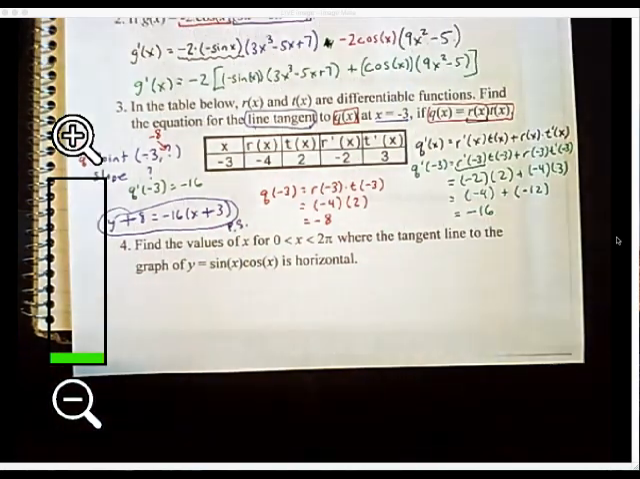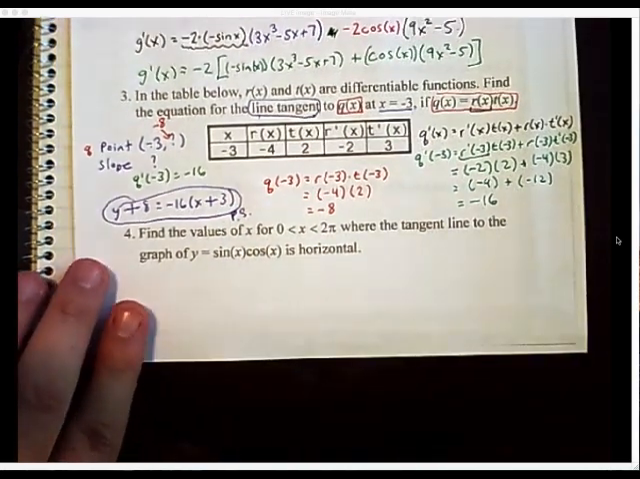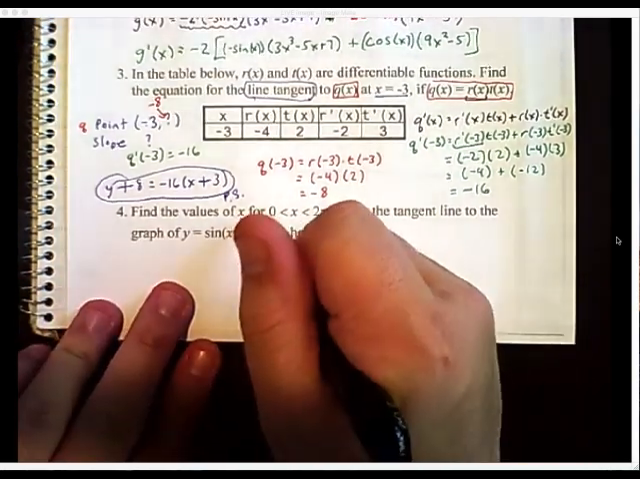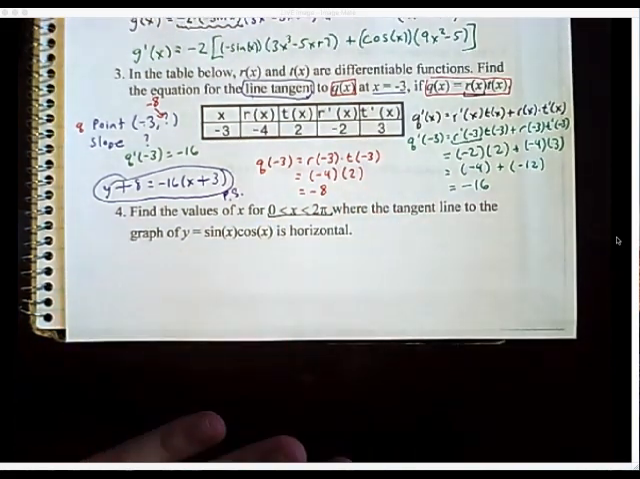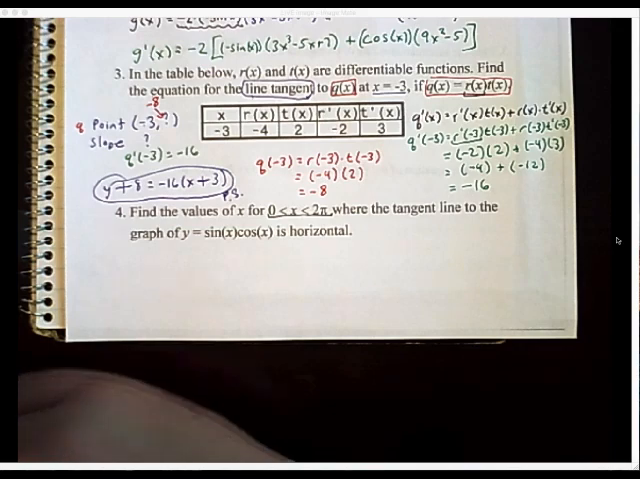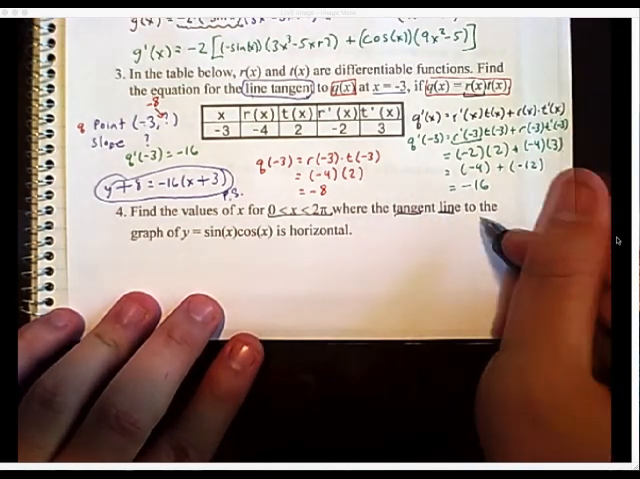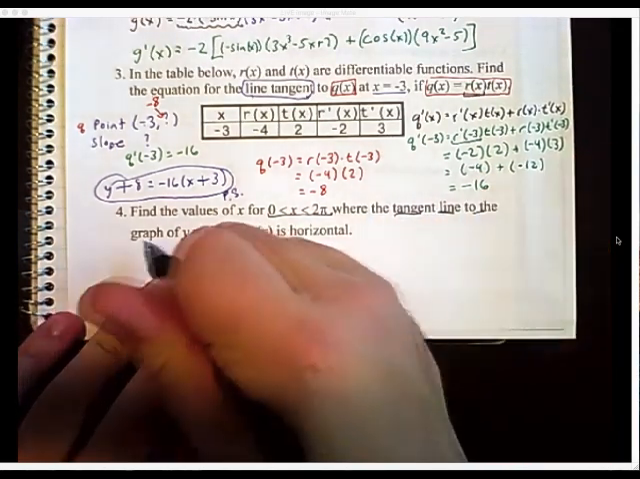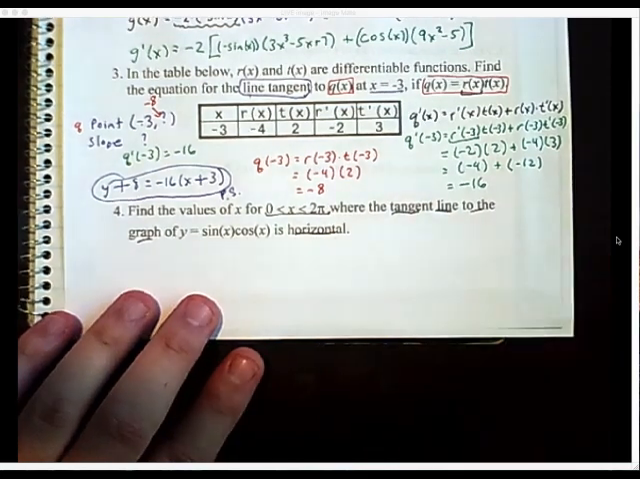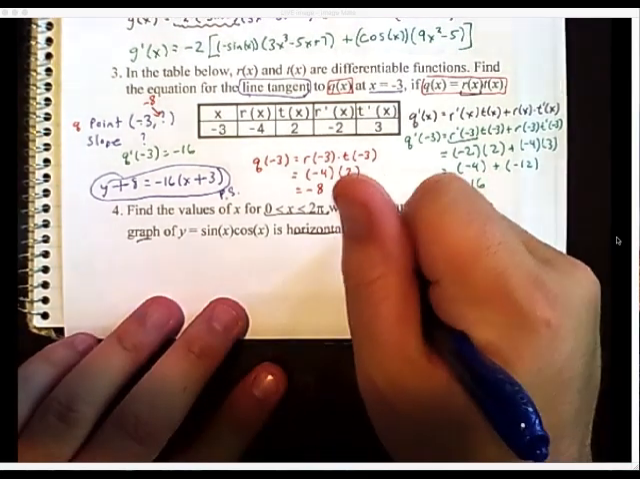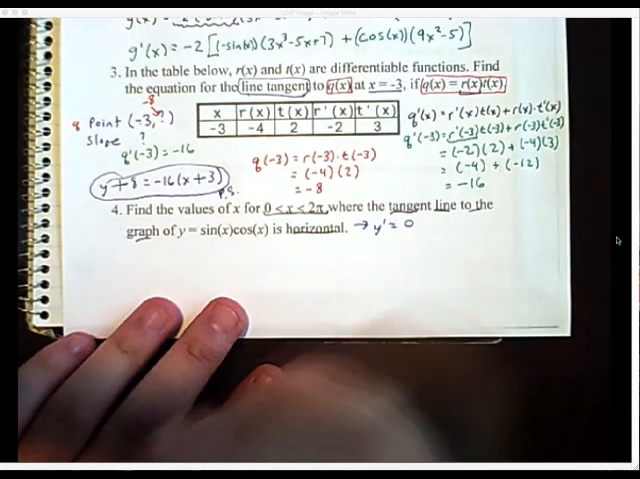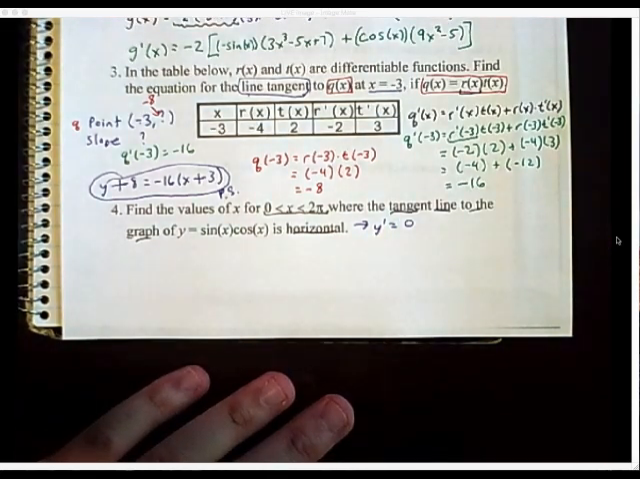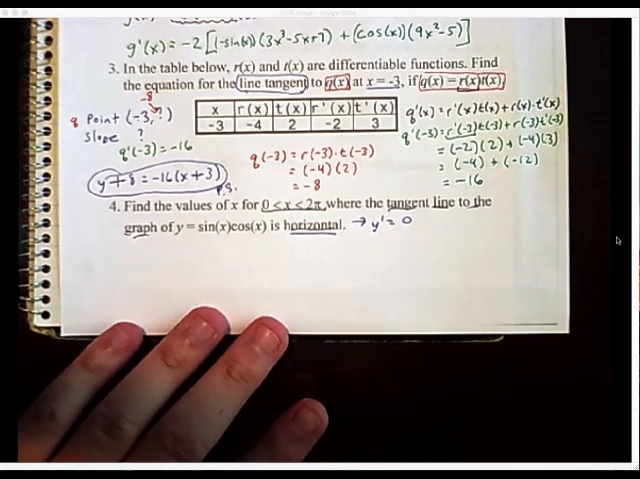So now let's work on example 4. It says find the values of x from 0 to 2 pi, so some sort of angle measure, where the tangent line to the graph is horizontal. So the first thing I'm thinking when I see that, when the tangent line's horizontal, I'm thinking the derivative has to equal 0. That's like the key to this problem.